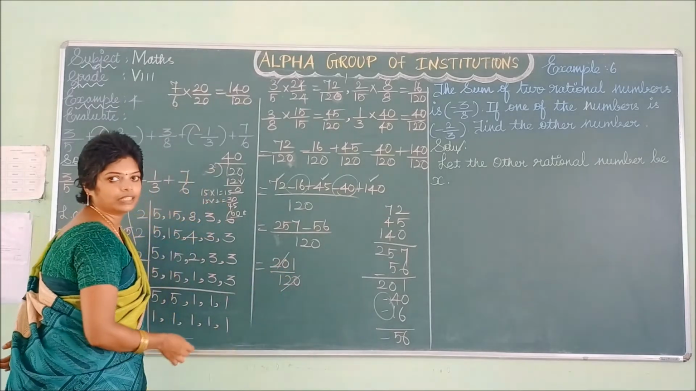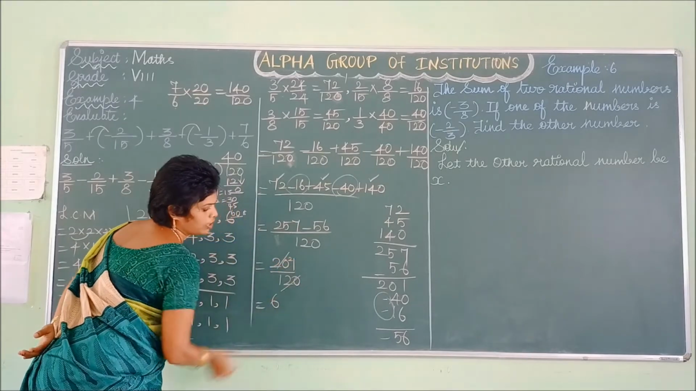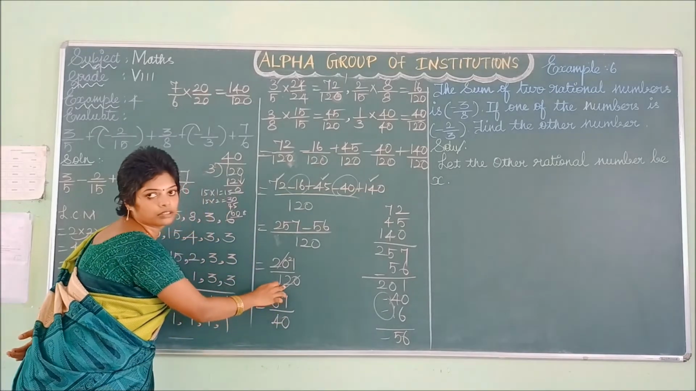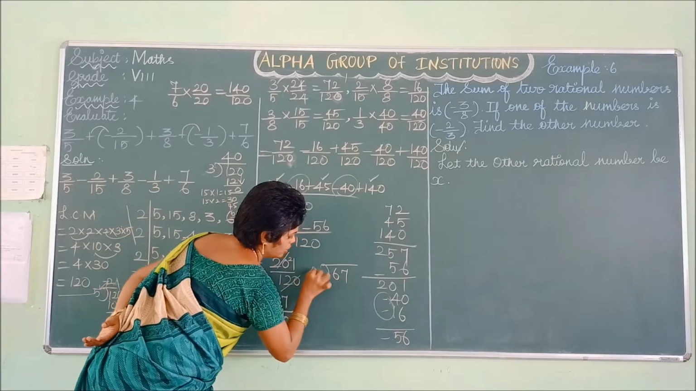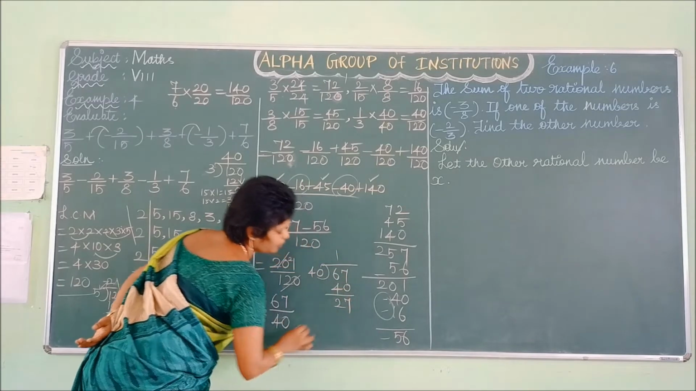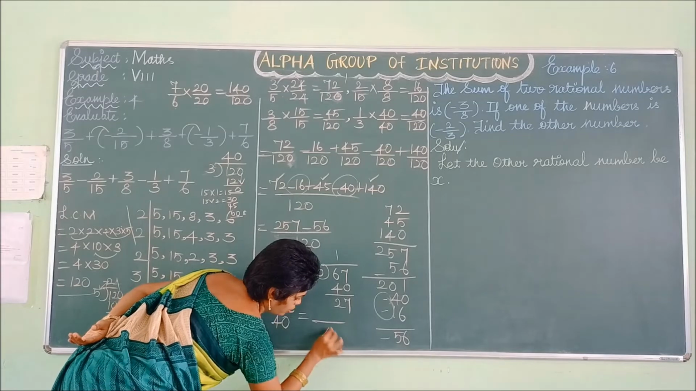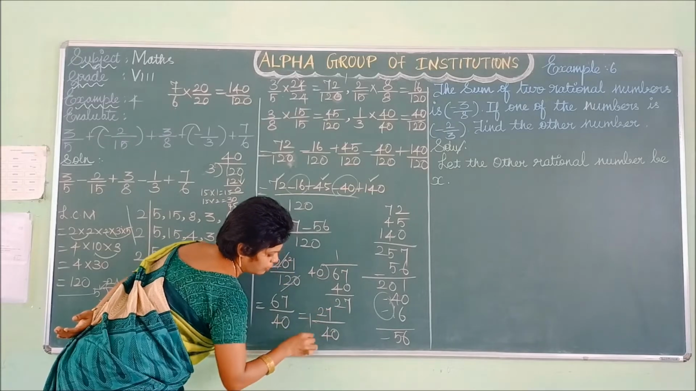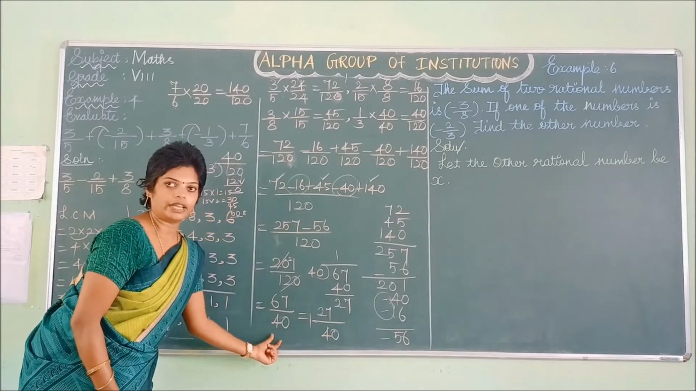I can cancel it with the 3 table. So 6 3s are 18, balance 2. 21 comes as 7 by 40. Here 4 3s are 12 and 0 is there, 40. So you can divide it with 40. 1 40 is 40. The remaining value is 27. So this 40 you can write in the denominator. This 27 comes as the remainder. The 1 is the quotient. 1 40 is 40. 40 plus 27 is 67. So the denominator is 40. Our answer is 67 by 40.